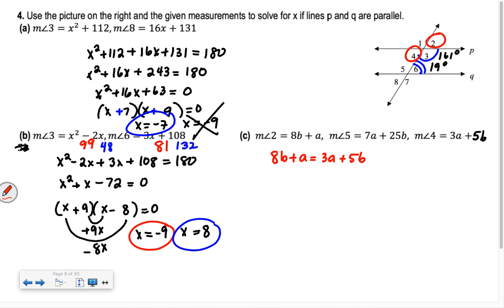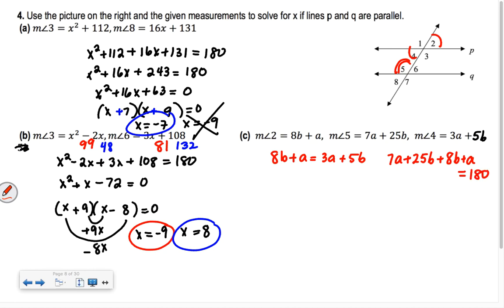So let's look at angle 5. How's that related to 2 and 4? Are they the same angle? Are they supplementary? What do I want to do with angle 5? Okay, look at them, guys. We have 2 and 4. Does 5 have the same marking, or is it different? It's different, right? So angle 5, which was 7a plus 25b, has to add with one of these other ones. Doesn't matter which one. So let's do 8b plus a to equal 180.